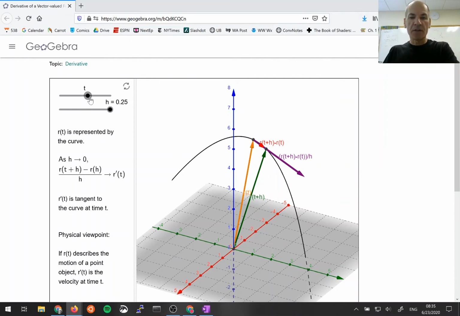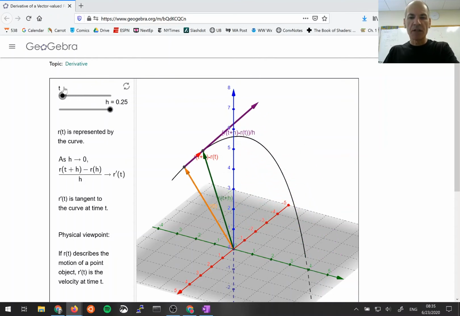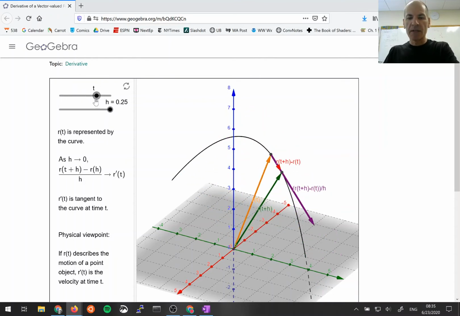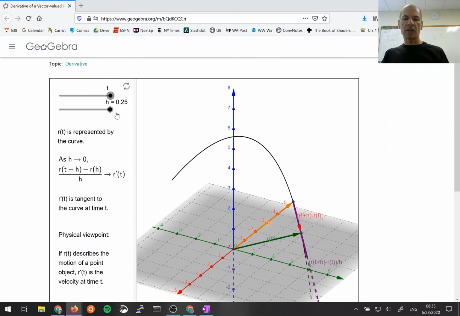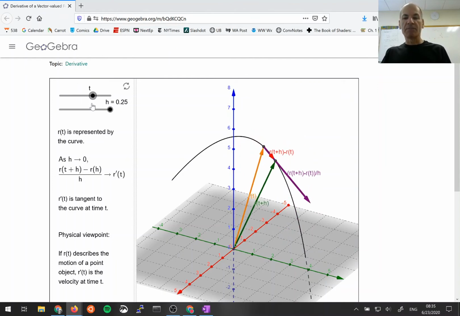And as I move t around, you can see that that purple vector moves along with it. It might grow and shrink a little bit depending on the speed of the particle along the curve, but that's basically it.